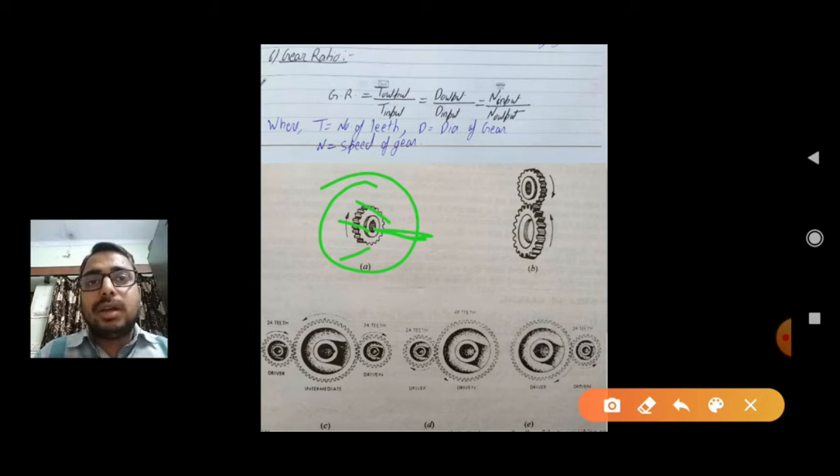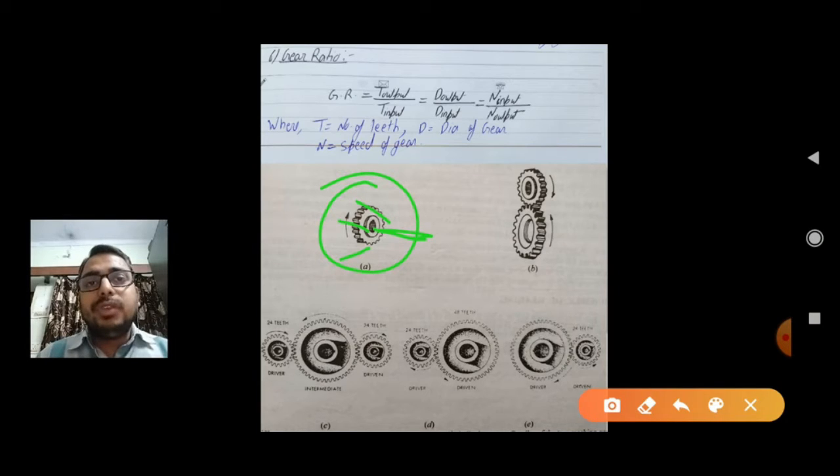Besides these advantages, there are also disadvantages in the spur gear. The spur gears are noisy. If you see these two gears, the first is the driver and the other is the driven. When these two gears rotate and meshing occurs, a heavy amount of noise is generated in the case of the spur gear. One more disadvantage of the spur gear is that its mechanical efficiency is less.